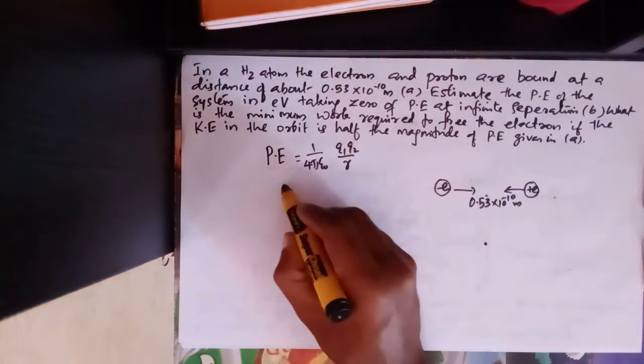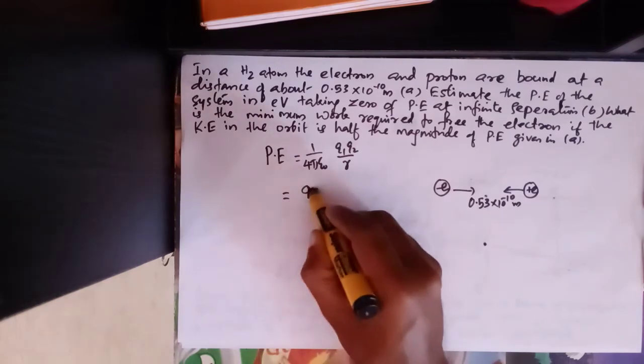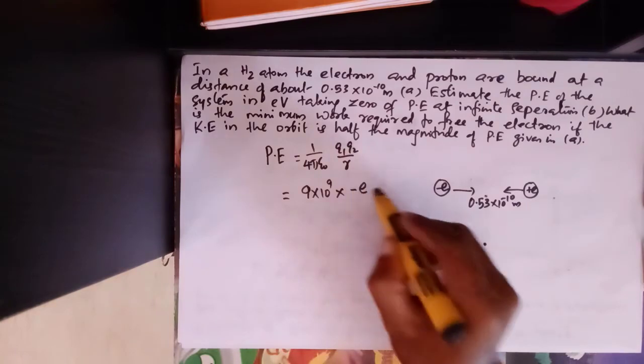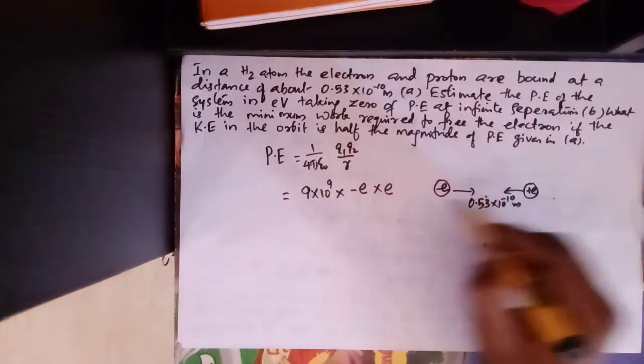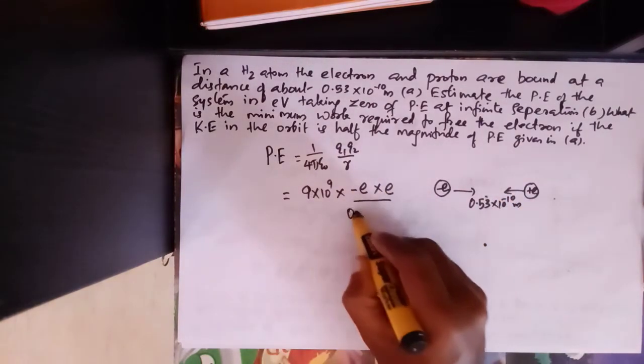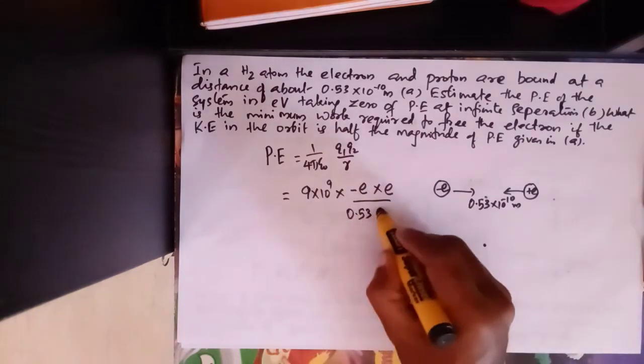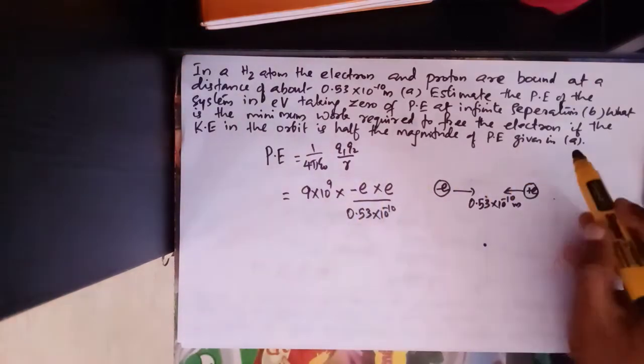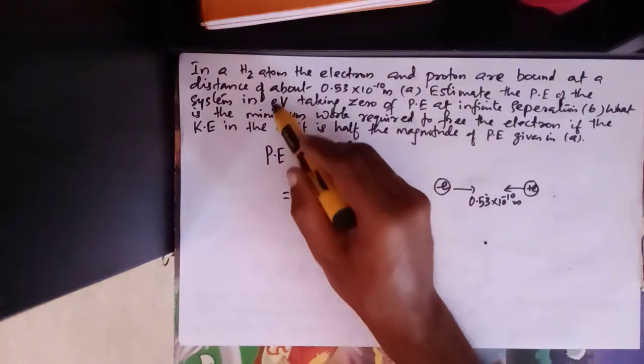So what is potential energy? We will see 9 into 10 raised to 9 is a value of 1 by 4 pi epsilon 0. One is minus e, other one is plus e. Two charges multiplied. What is the distance? 0.53 into 10 raised to minus 10. Okay, this is the answer. We need to get the answer in eV. Okay, eV we have to convert.